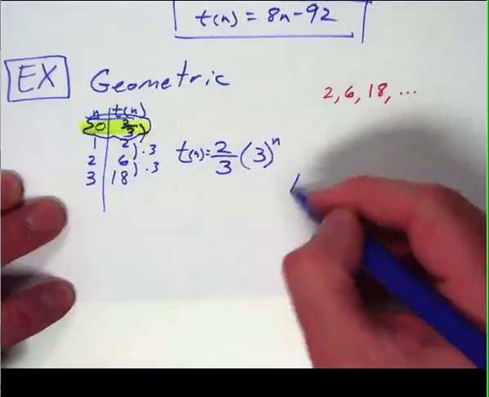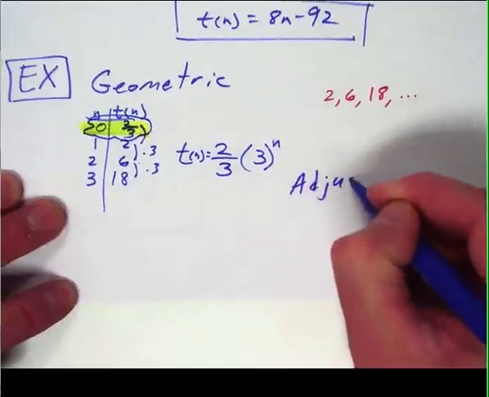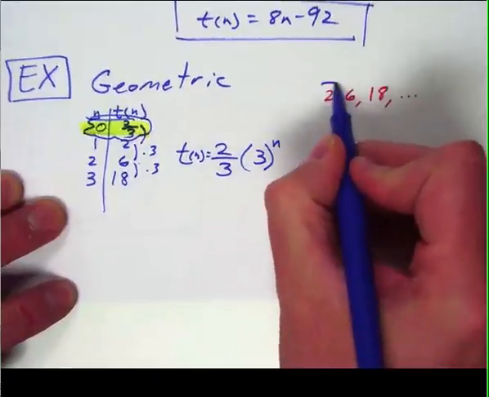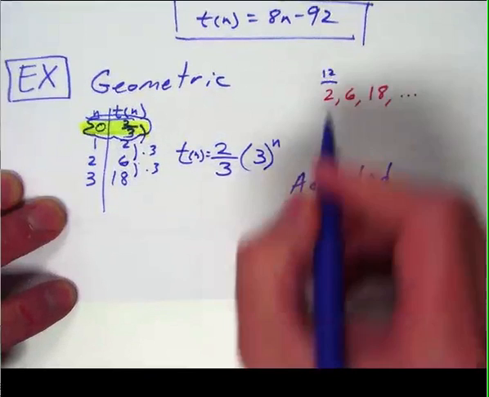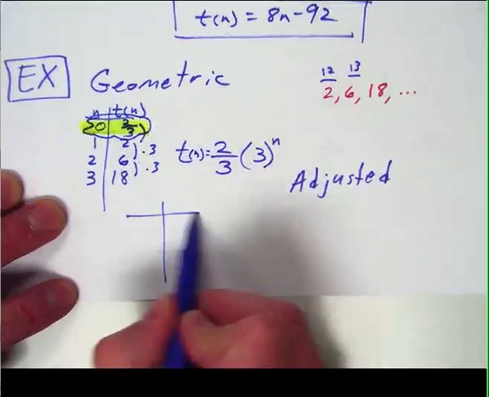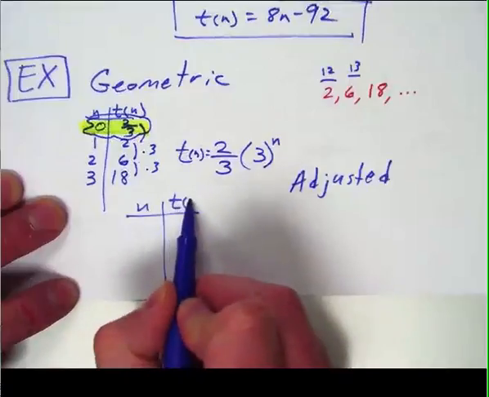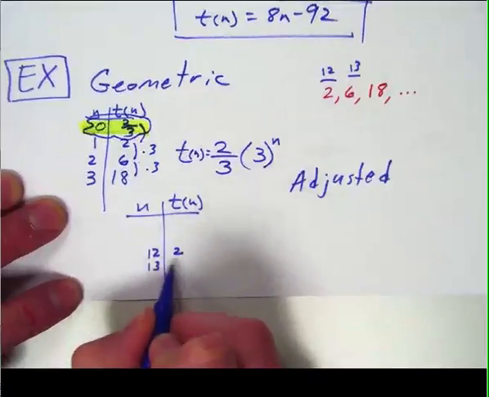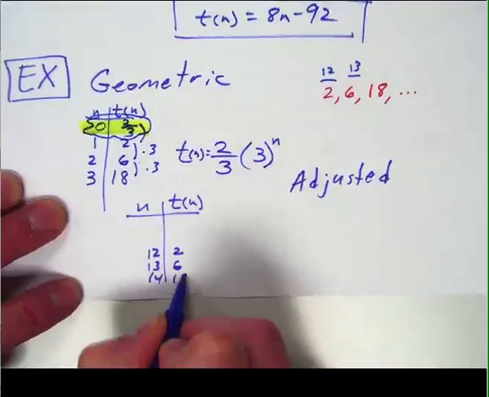Now to show this with an adjusted sequence, what if we said, you know what, this isn't the first term, it's actually the 12th term, like we talked about before, and this would be the 13th term. Okay, it's no big deal. We just write down our sequence as a table. We say, okay, the 12th number is 2, the 13th number is 6, the 14th number is 18.